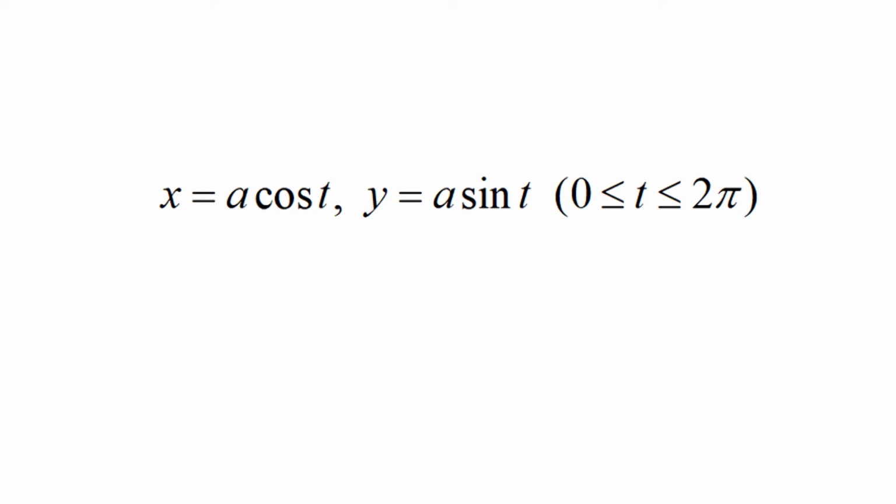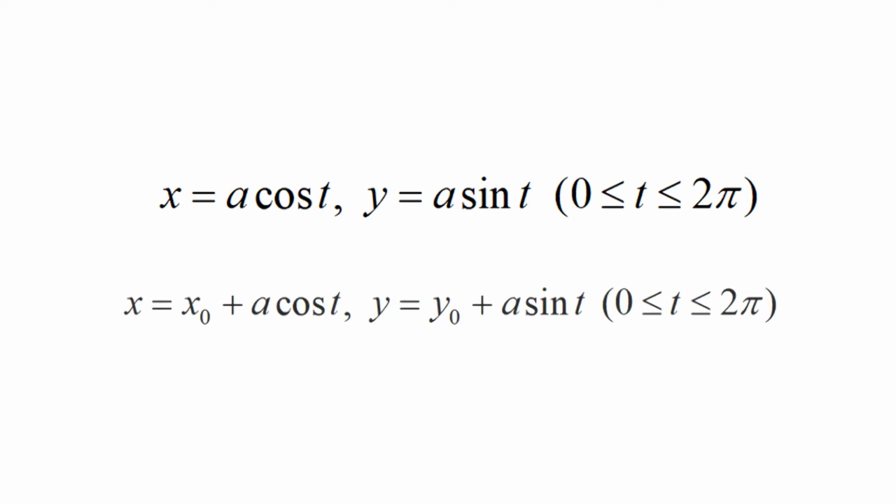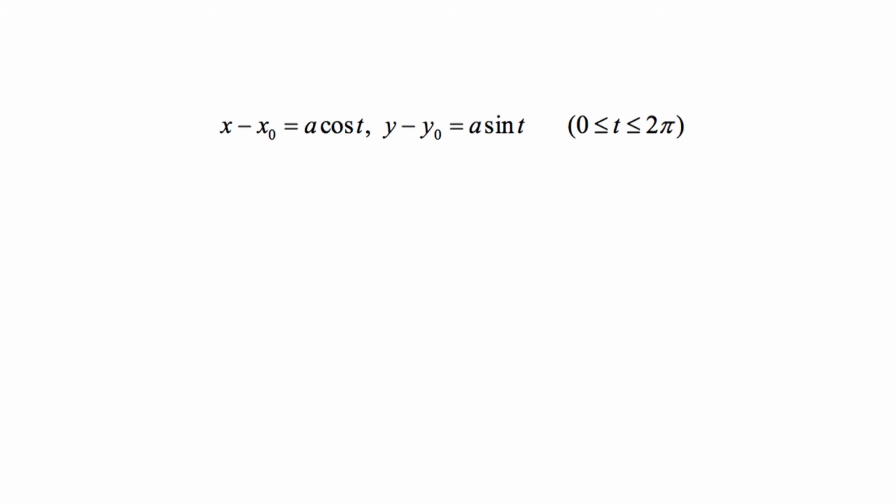Thus, the circle of radius a centered at (x₀, y₀) can be represented parametrically as x = x₀ + a cos t and y = y₀ + a sin t, where 0 ≤ t ≤ 2π. We can obtain the Cartesian equation from the above parametric equations by eliminating the parameter t as follows: x − x₀ = a cos t and y − y₀ = a sin t, where 0 ≤ t ≤ 2π.